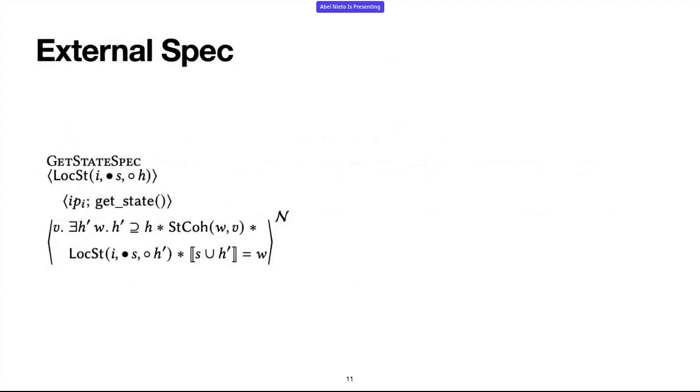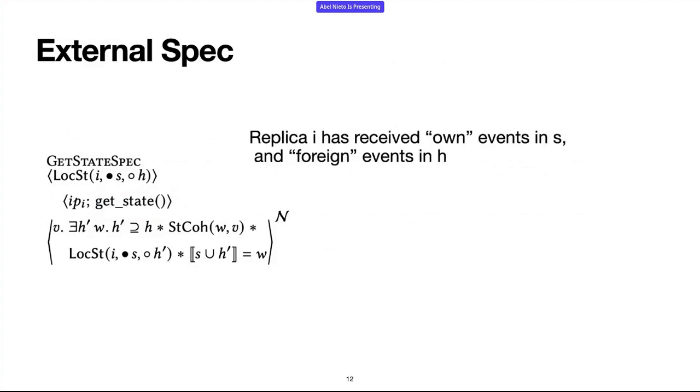Just to give you a very quick flavor of the kind of specifications that are available to the user of the CRDT, this is the external specification. This is the spec for get state. It is a separation logic, Hoare-style specification. To call get state, what do we need? We need to provide a resource called log state, and the intuition for this resource is that a lot of the work went into constructing these resources with the right properties.